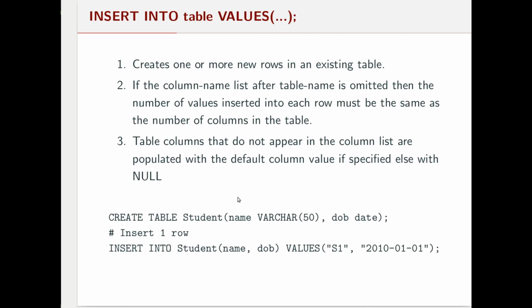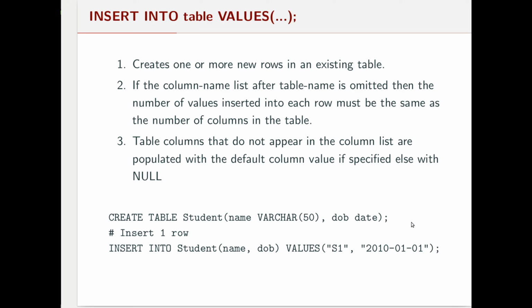Let's now look at the first form of the insert statement. It's responsible for creating one or more rows in an existing table. So this is the format it takes. If the column list is omitted, then the order in which the values are specified corresponds to the order in which the columns were specified as part of table creation. Secondly, the table columns that do not appear in the column list are populated with the default column value specified, if not with null. Let's explore points 1, 2 and 3 with sufficient examples.